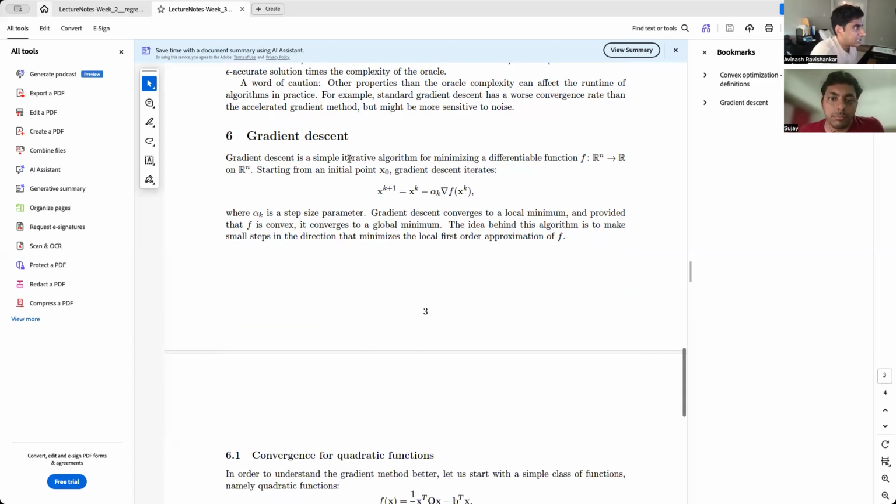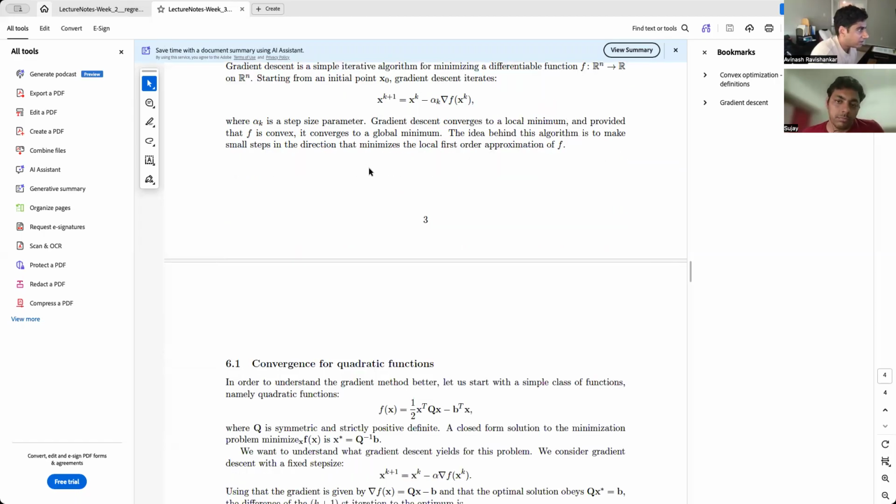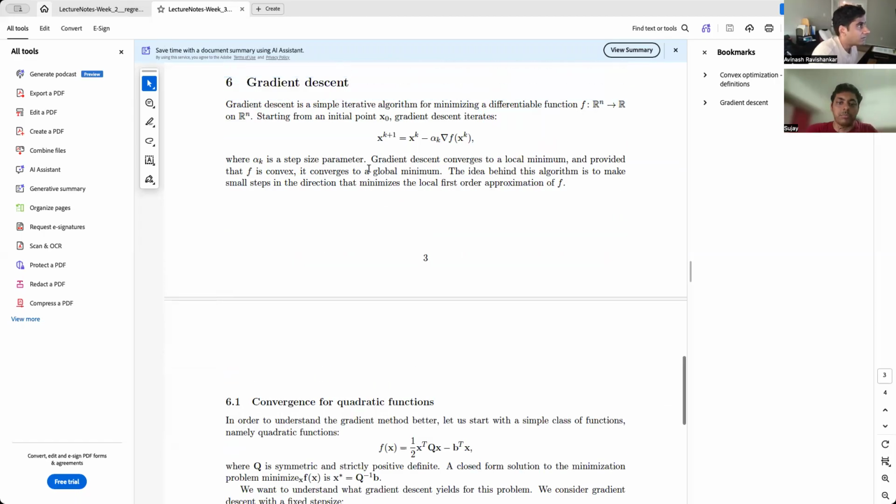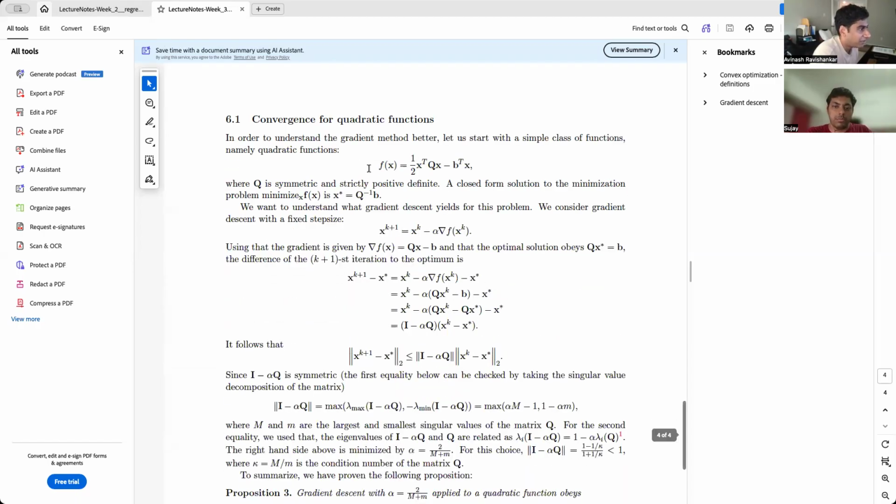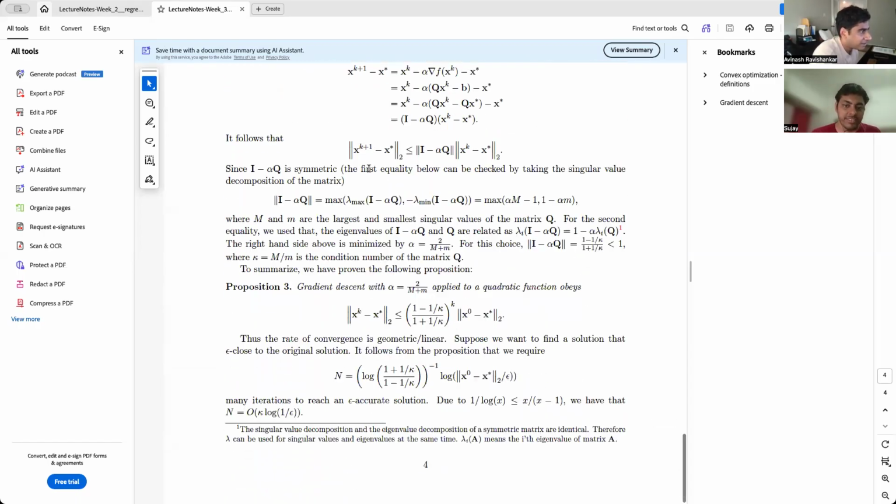Okay, and then gradient descent. This one was not bad at all. We've done this in multiple classes, so I'm very good with gradient descent. Okay, good.